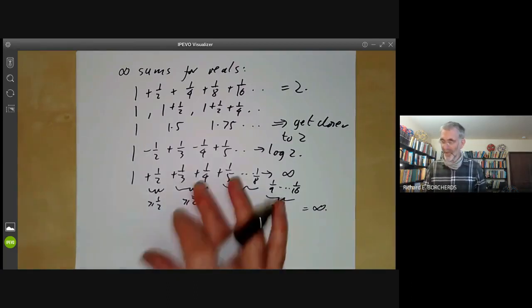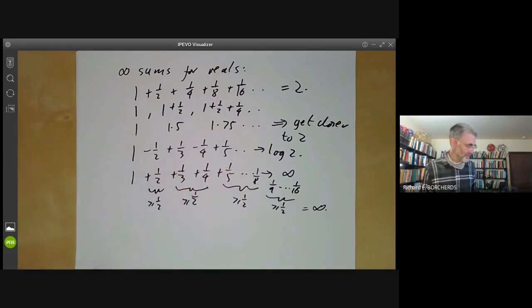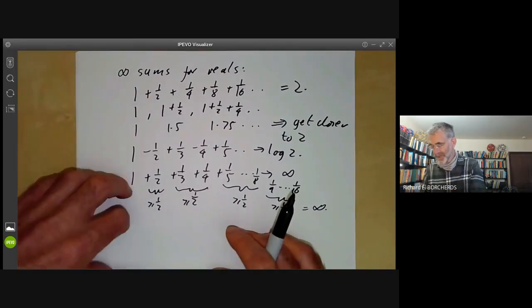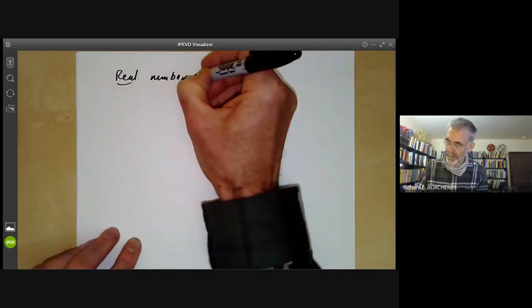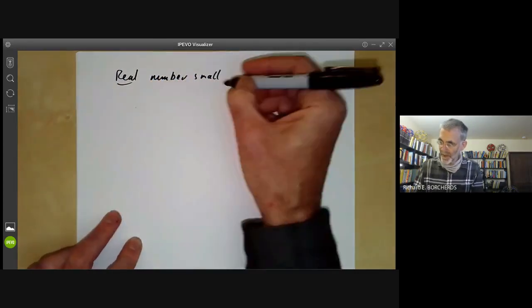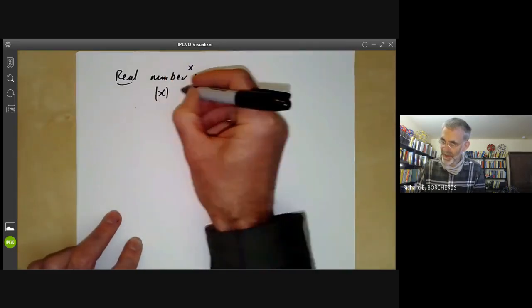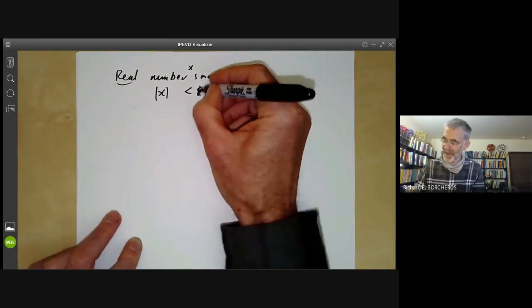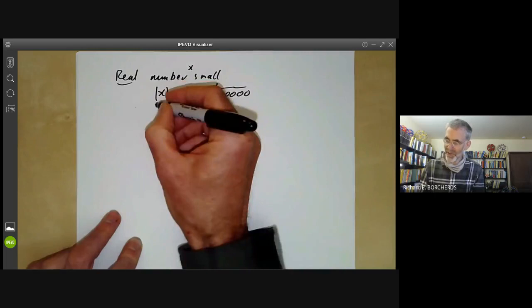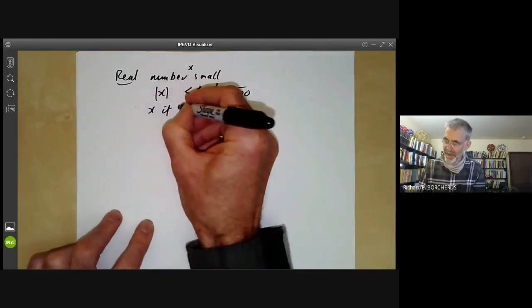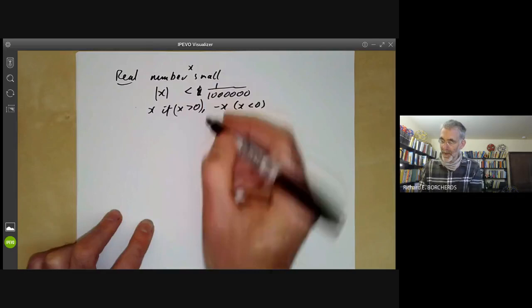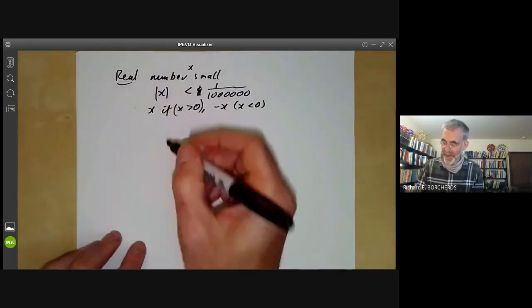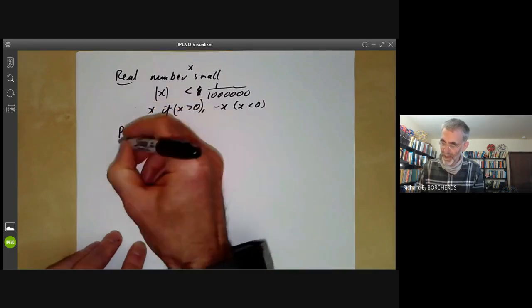And the next question is, what do we mean by a real number getting smaller? Well, we say a real number is small if the absolute value of x is less than epsilon for some small number epsilon, say less than a millionth, where the absolute value of x is x if x is greater than zero and minus x if x is less than zero. And what we're going to do is have something like this for p-adic numbers. So we want to define a p-adic absolute value.